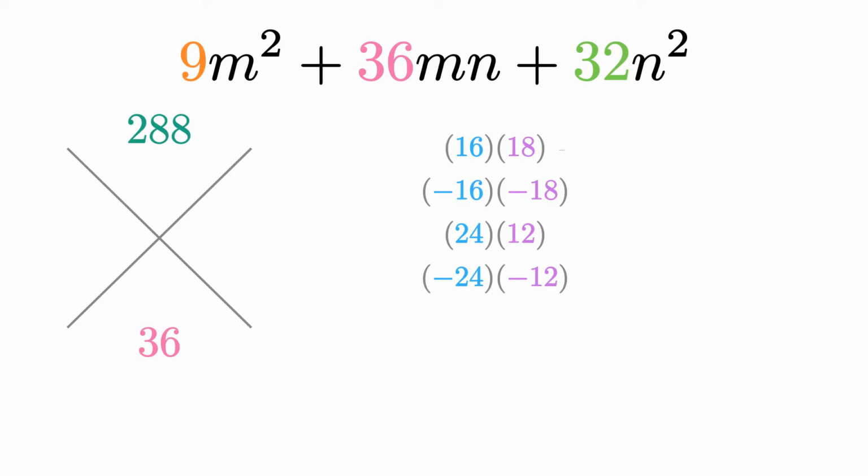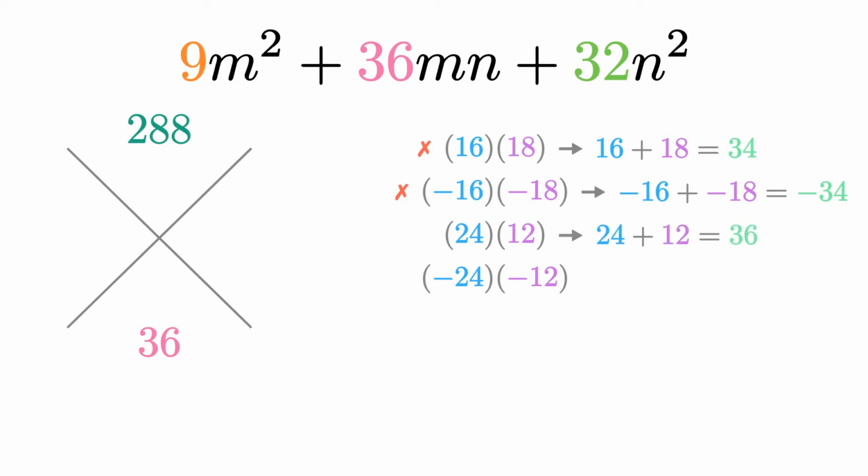But back to the problem. So we've established that some pairs we can use are 16 times 18, negative 16 times negative 18, 24 times 12, and negative 24 times negative 12. So let's figure out which one is also going to add to our bottom value, 36. If we do 16 plus 18, that will give us positive 34, so we'll eliminate that. Negative 16 plus negative 18 is negative 34, so we'll eliminate that. 24 plus 12 is 36, so we'll put a check by that, that works. And lastly, negative 24 plus negative 12 will give us negative 36, so we'll eliminate that.